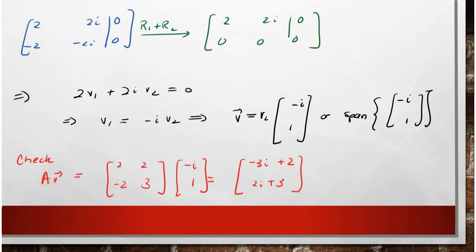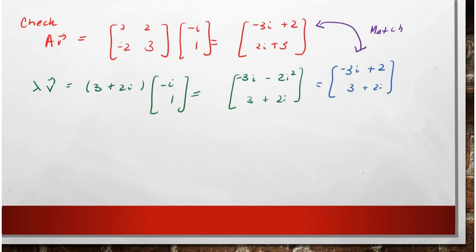So I take A and v, and I just use the basis representation to calculate Av. And I get this vector, minus 3i plus 2 and 2i plus 3. And then I, in the green, have here lambda v, which is really 3 plus 2i times v, and bringing the 3 plus 2i to each component gives me exactly minus 3i plus 2 and 3 plus 2i. And I can see the blue matches the red, so they are in agreement.